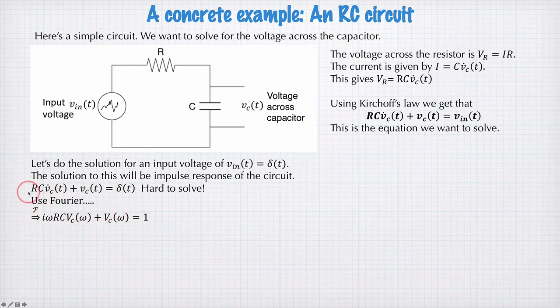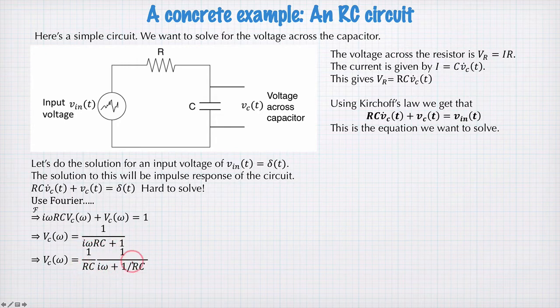Well, taking the Fourier transform of this equation, the derivative here goes away and we just multiply by i omega. The voltage across the capacitor here becomes the Fourier transform of the voltage across the capacitor. Likewise here, and the transform of delta t becomes 1. Rearranging, we find an equation for the Fourier transformed voltage across the capacitor. It looks like this. I'm going to rearrange that a little, taking out a factor of 1 on RC to have it in this form.